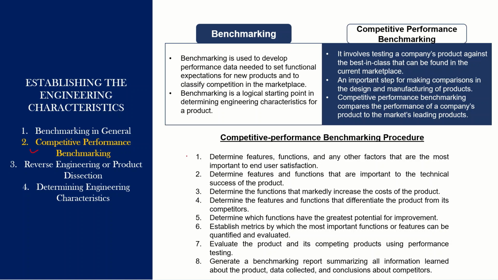These are the procedures involved in the competitive performance benchmarking procedure. First, determine the features, functions, and any other factors, and then determine the features that are important to the technical success, and then generate a benchmarking report summarizing all information learned about the product, data collected, and conclusions about the competitors.